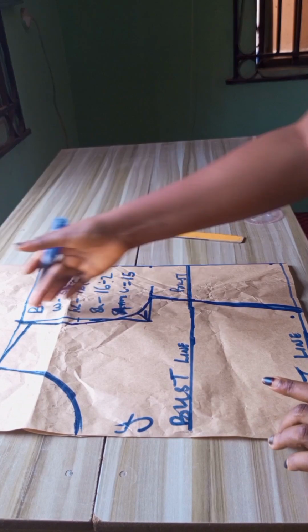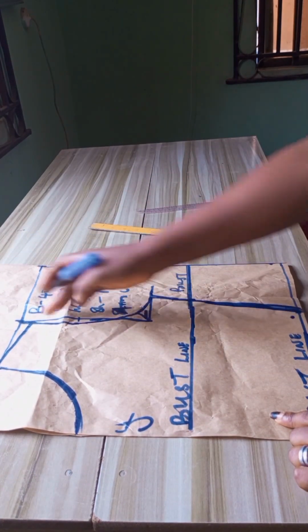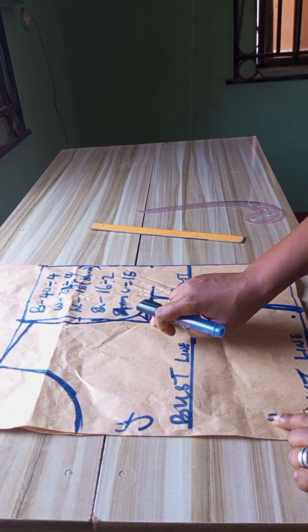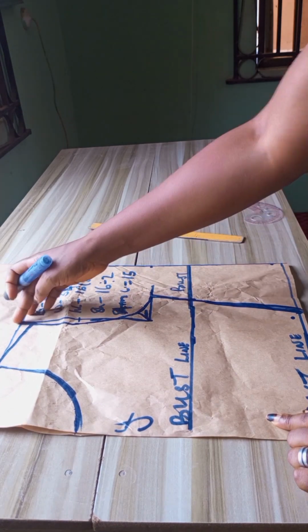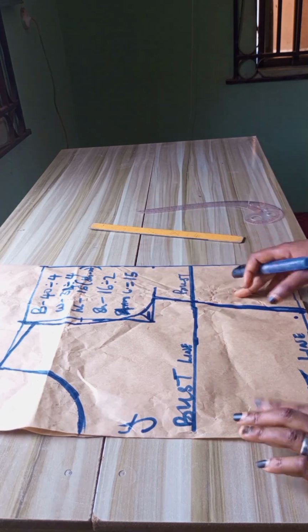After that, I curate my armhole line. What will serve as a guide for you to know where to stop is that you measure your armhole circumference and divide it into 2. My own is 15 divided by 2, which gives me 7 and a half.